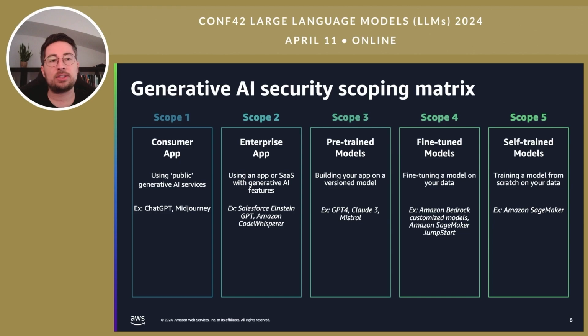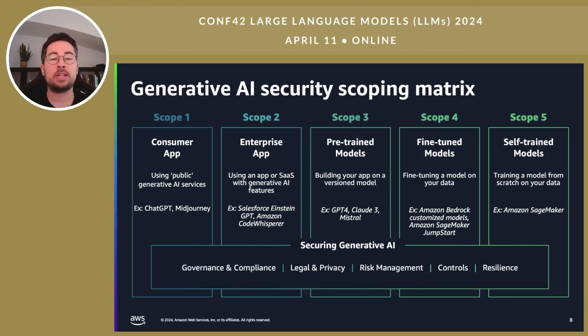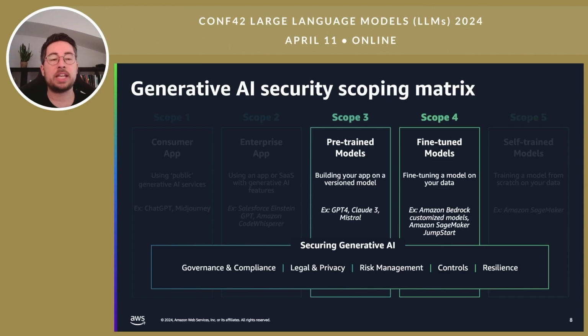When you want to protect your application, there are also several aspects that come into play, like governance, legal, risk management, controls, or resilience. In this presentation, we will focus on scopes 3 and 4, as this is the most likely way that you will build your AI application. And we will also focus on how to address risks and what controls you can implement.